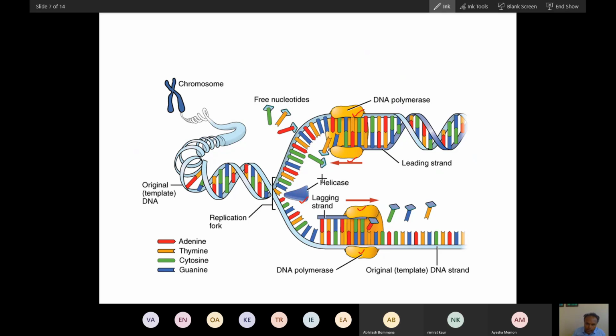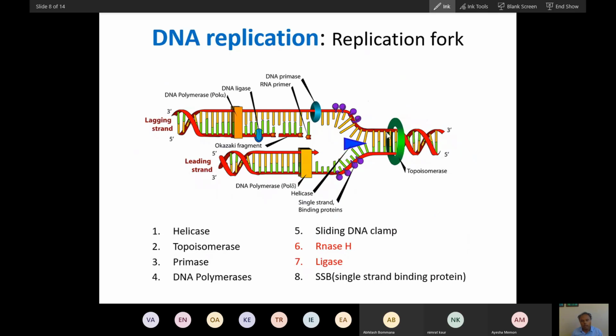So helicase is opening the helix. These two enzymes, DNA polymerase and helicase, you can see here. Now nucleotides are being added. So let's see a bit more detail of this replication fork. You can see the detailed enzymes of the replication fork.